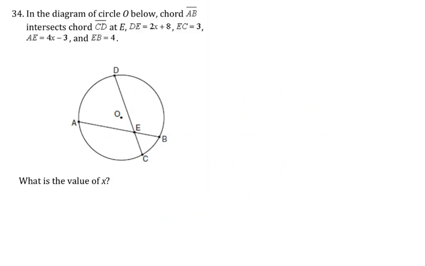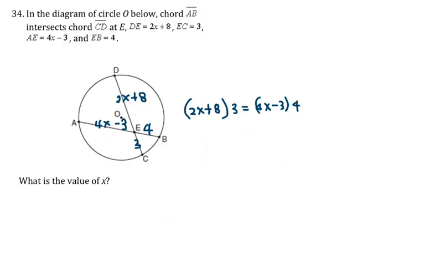Alright. Number 34. Here we have DE is equal to 2X plus 8, and then EC is equal to 3, AE is equal to 4X minus 3, and then EB is equal to 4. And using the same formula, we see that 2X plus 8 times 3 should be equal to 4X minus 3 times 4.